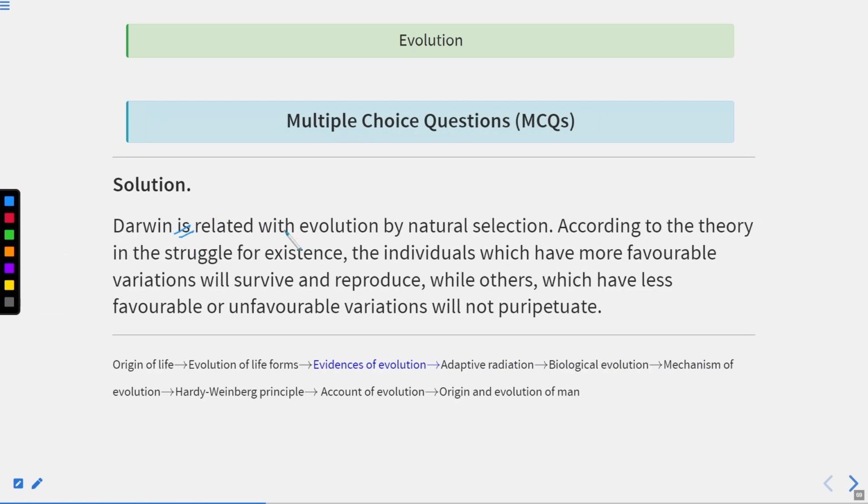So Darwin is related with evolution by natural selection. Natural selection, you already know, means that the species which is well adapted to the environment will survive. Okay. Now, according to the theory, in the struggle for existence, the individuals which have more favorable variation will survive and reproduce, while others which have less favorable or unfavorable variation will not perpetuate.